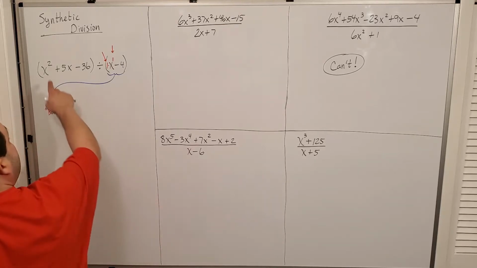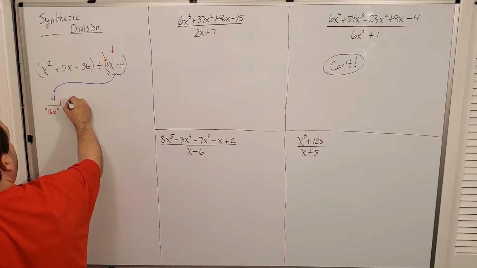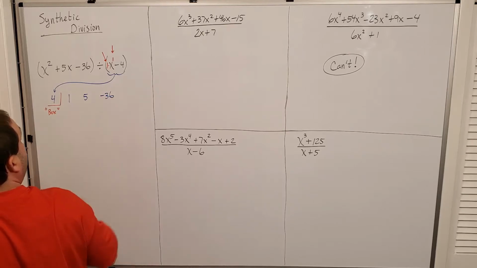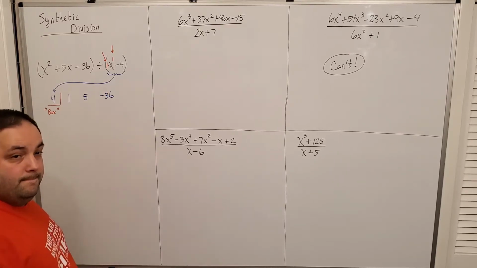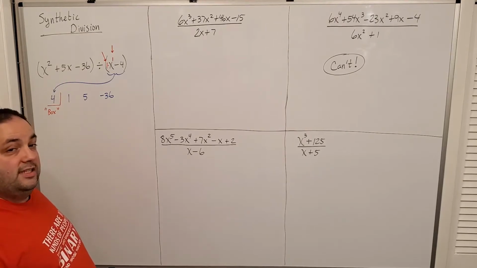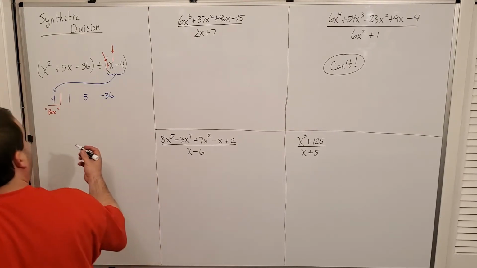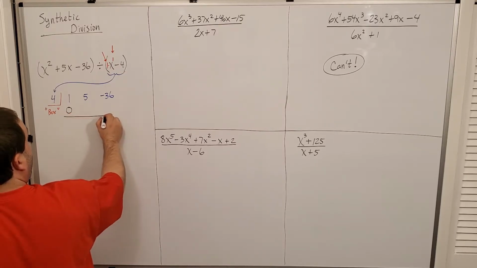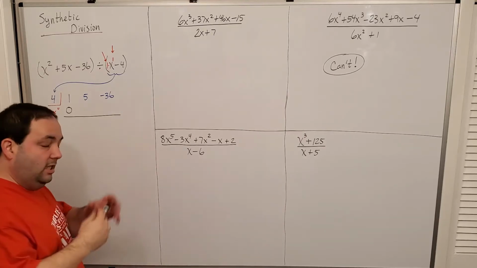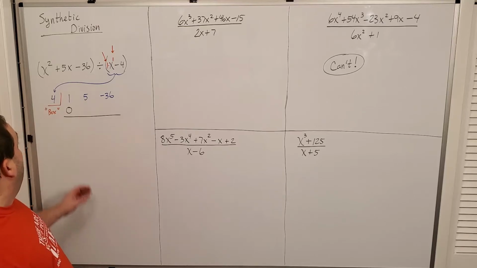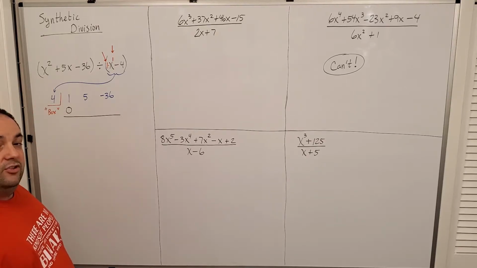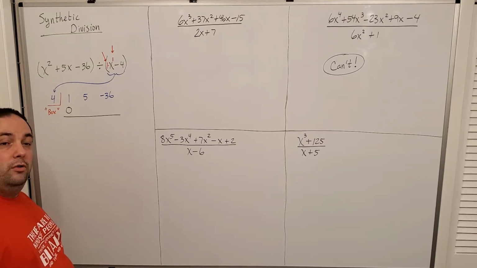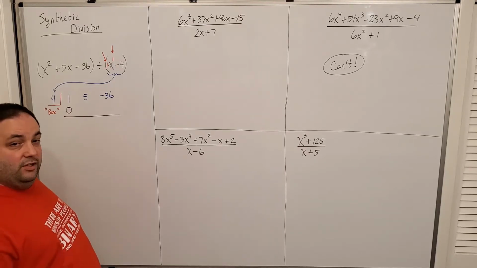What I'm going to do is I put these coefficients, 1, 5, negative 36. Okay? Now, I'm almost done setting up. To finish setting up, you put a 0 underneath in the first column. You draw a line here. Now, of course, the line is immaterial, but whatever number's in the box is what I'm eventually going to be multiplying by to get my next columns. But here are the rules and the setup for the synthetic division.